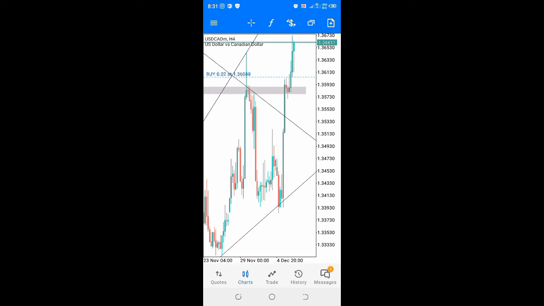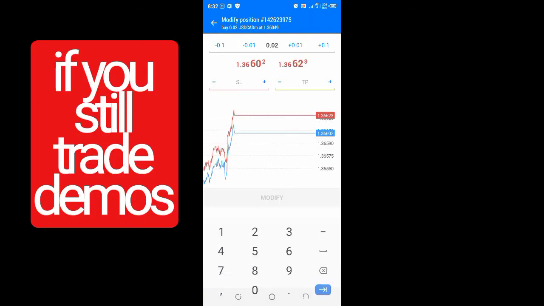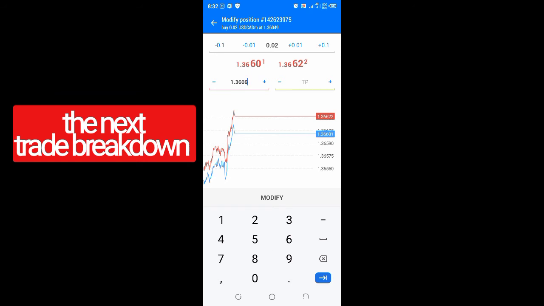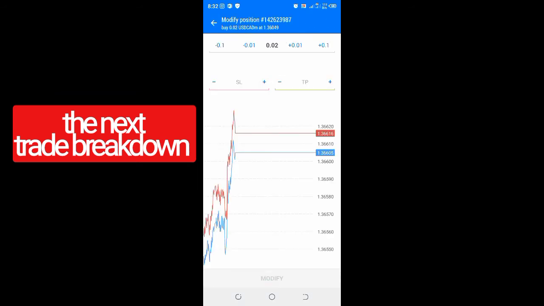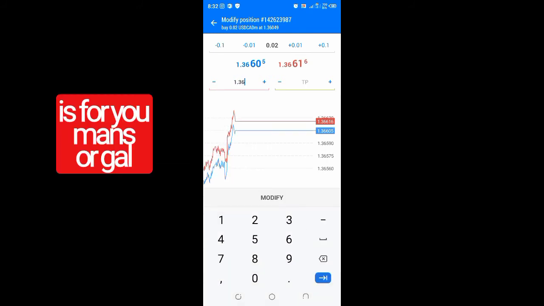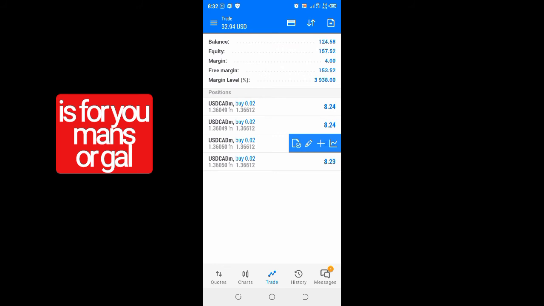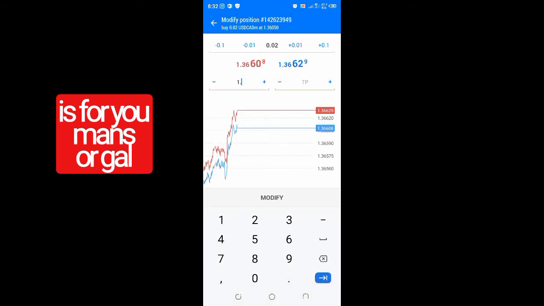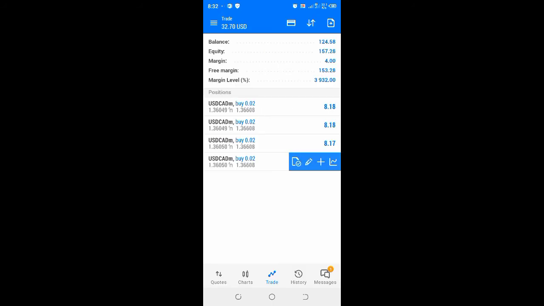Let me put my stop loss at break even. Break even right here, 1.3606. Yeah. We really do this. So simple.